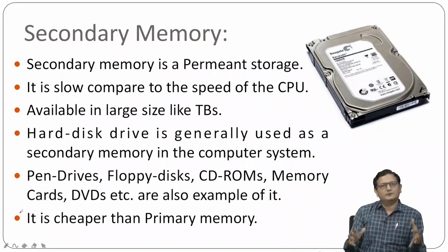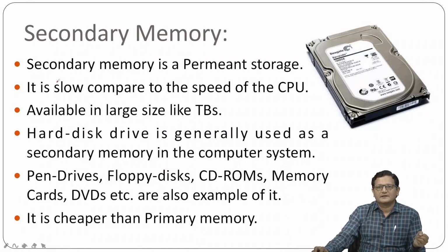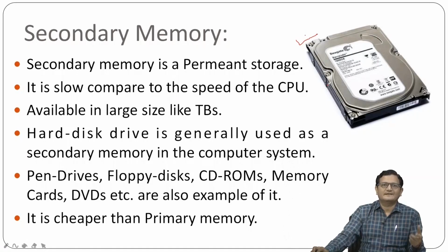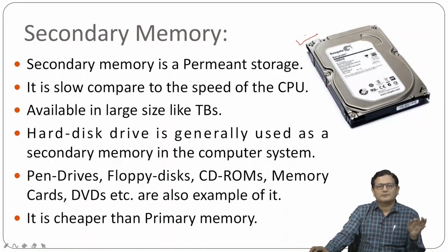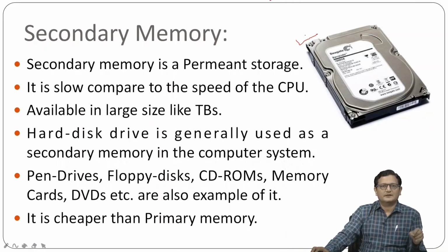Usually when we are using the system, this type of device is attached in the cabinet, and this device is called a hard disk drive. In fact, there are many different types of memories which we consider as secondary memory, but in a system obviously this particular drive will be there, which is called the hard disk drive, or HDD, right? It is called a secondary memory. Secondary memory provides a permanent storage, right?